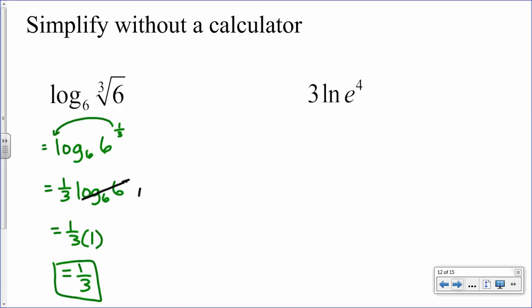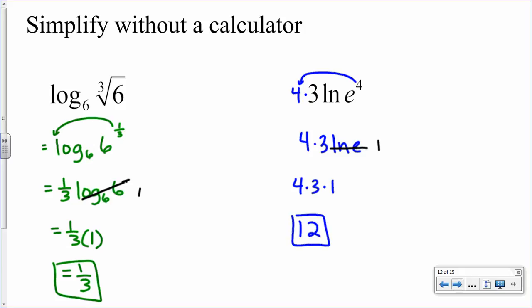I know that I want the natural log and e to cancel, but I have to move the 4 first. So what happens to the 4? Moves to the front. When I move it out front, what operation? Multiplication. So it's 4 times 3 natural log e, and now natural log of e can cancel, leaving me with 1. So 4 times 3 times 1 is 4. Good. All right, questions about those?